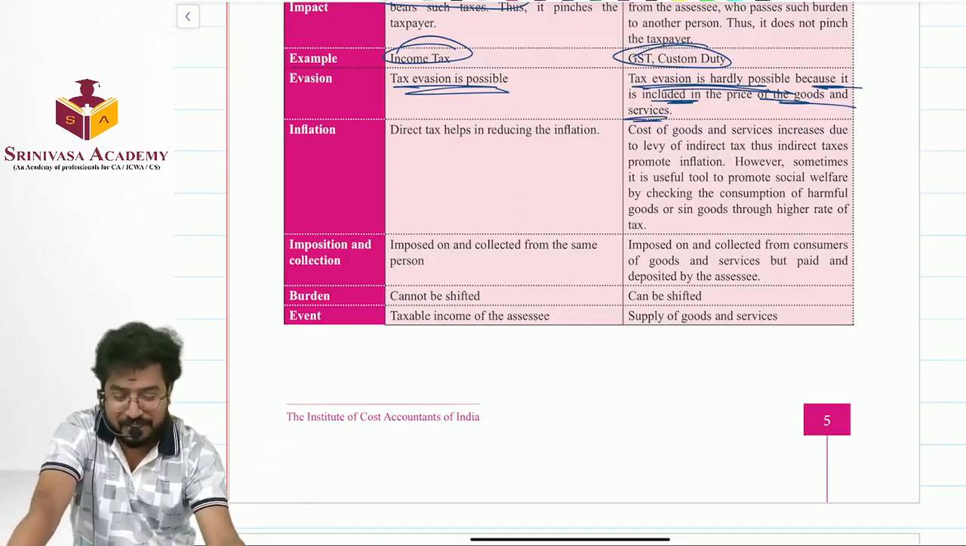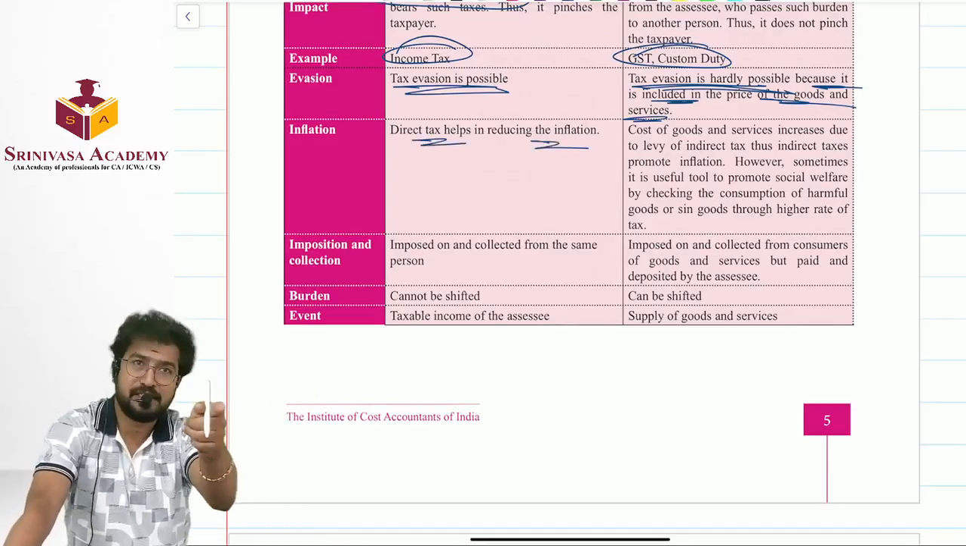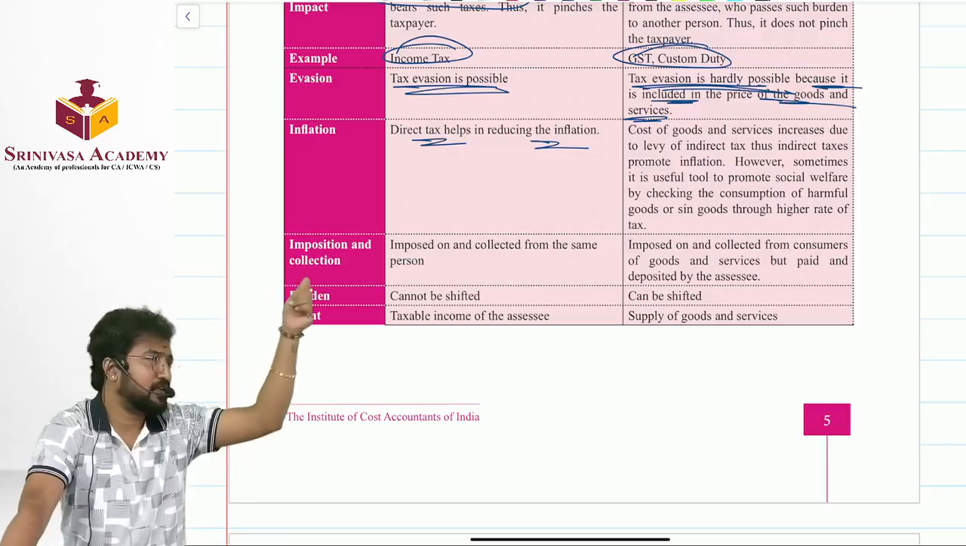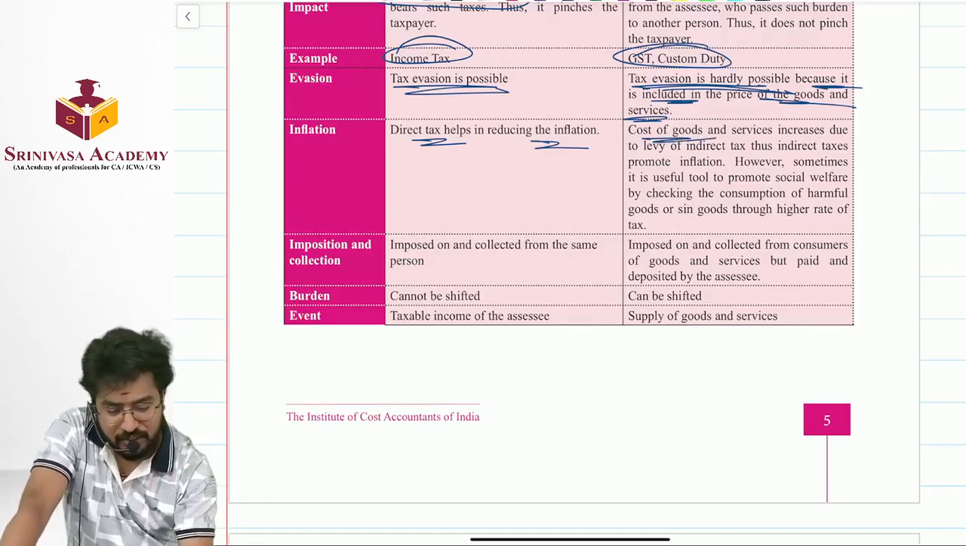Inflation. What is next one? Direct tax helps in reducing inflation. Why? Because it is progressive in nature. Only if you grow will you pay tax. Correct? Otherwise, you will not pay any tax. But indirect tax, of course, is inflationary in nature, which you can understand.